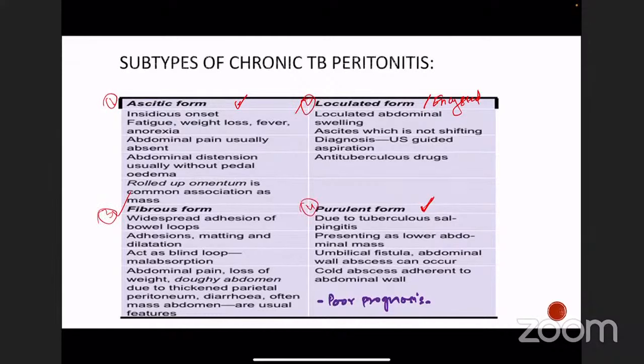So what is the ascitic type? It is insidious in onset. Fatigue, weight loss, fever and anorexia will be there. Abdominal pain is very rarely seen, as ascites is not causing anything. If it is not infected, it won't have gross pain, but there will be gross distension, without pedal edema. You have to remember, there won't be any pedal edema. Rolled up omentum is common in association with this mass.